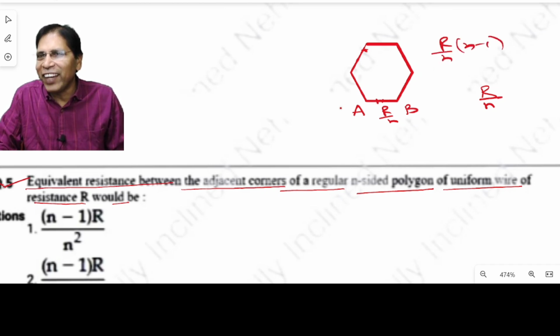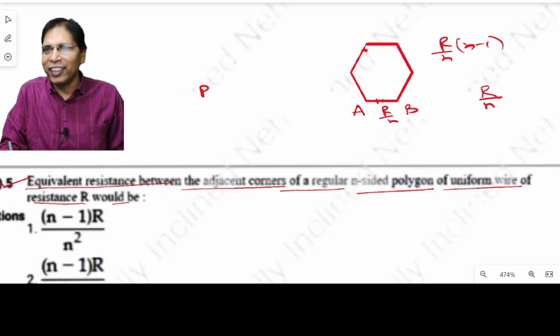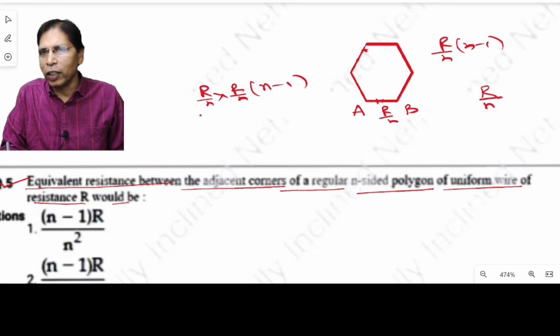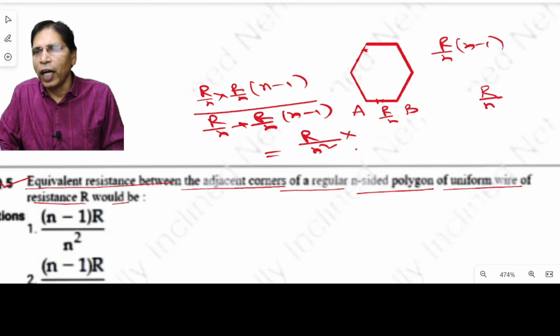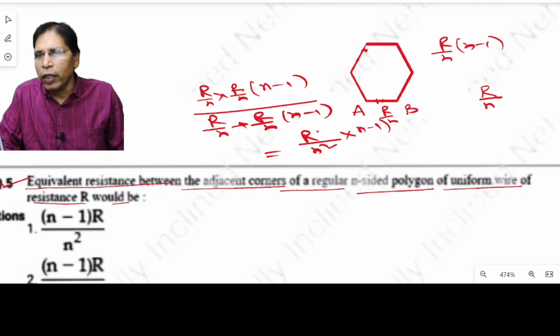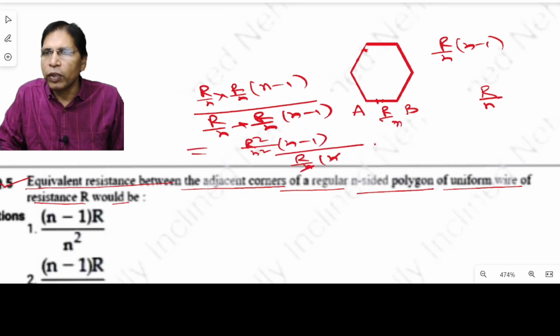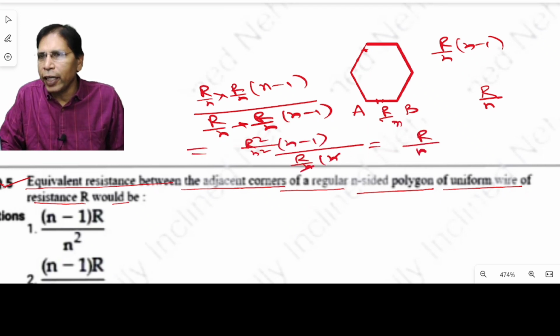Now this is a parallel combination. So the equivalent resistance is R by N into R by N into (N minus 1), divided by R by N plus R by N into (N minus 1). That is obviously R. So it is R by N square into (N minus 1) into R divided by R. Therefore the equivalent resistance is R by N square into (N minus 1).